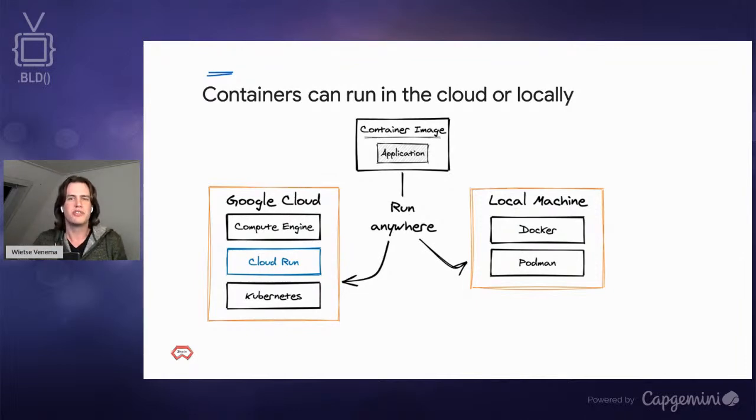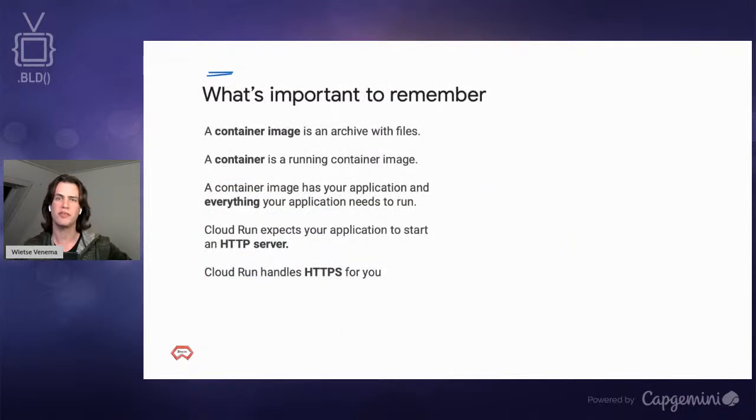And on your local machine, you can use Docker or Podman, and both are container runtimes. So before we move on, here are the 4 key things you need to remember from this short review of container technology. A container image is an archive with files. It includes executables, system libraries, data files, and more. A container is a running container image. It represents the running processes of your app. And then a container image packages everything your application needs to run.